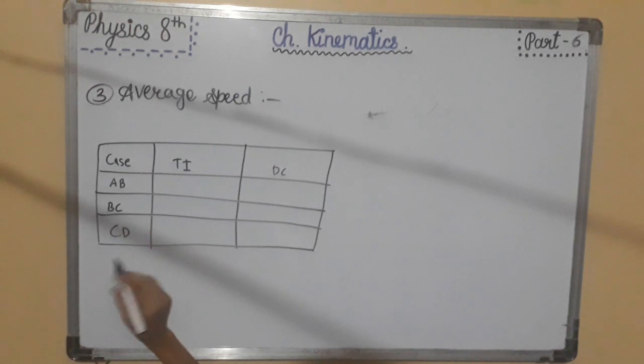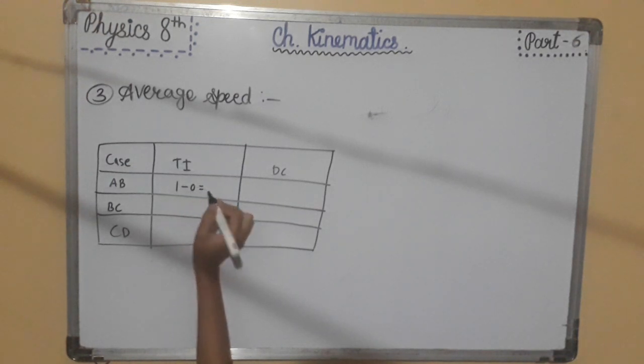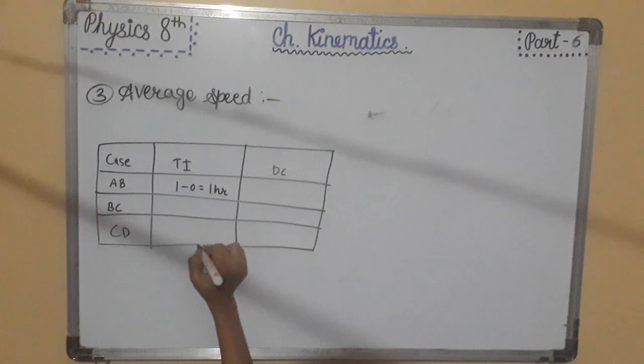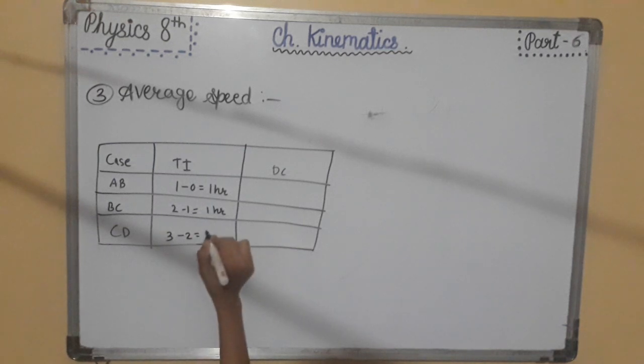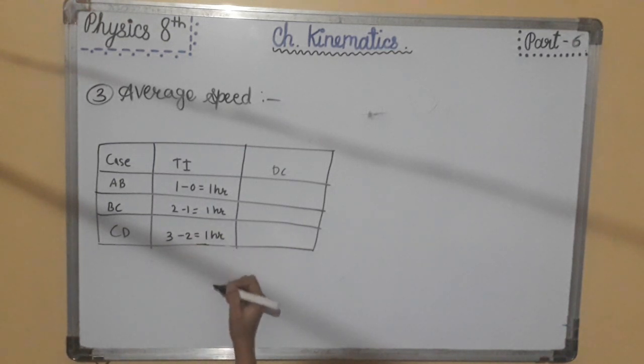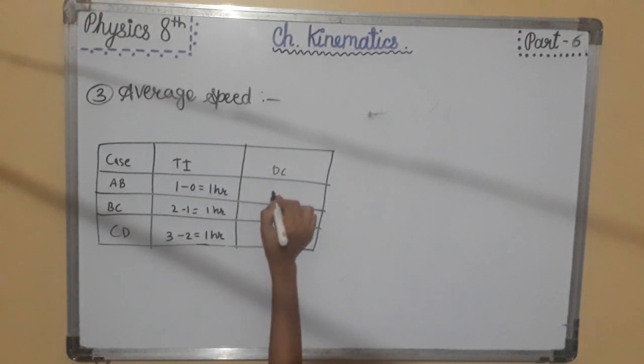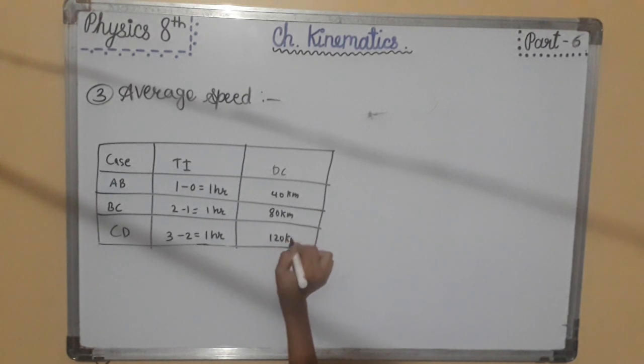The time interval of AB is 1 minus 0 equal to 1 hour, BC is 2 minus 1 equal to 1 hour, and CD is 3 minus 2 equal to 1 hour. The distance covered for AB is 40 kilometer, BC is 80 kilometer, and CD is 120 kilometer. Now the question is, how do we calculate the speed?